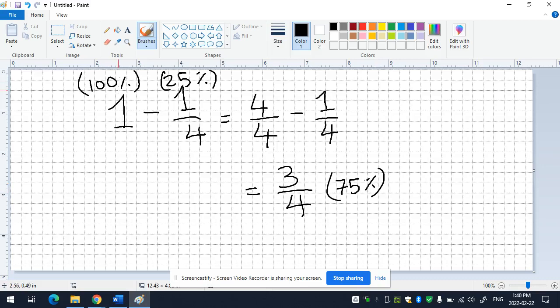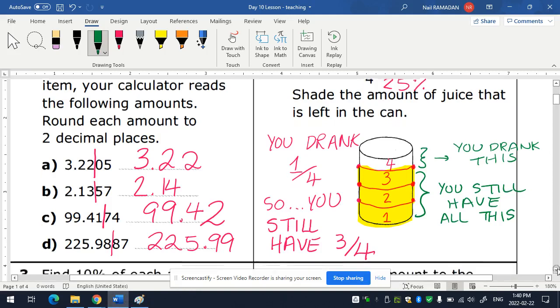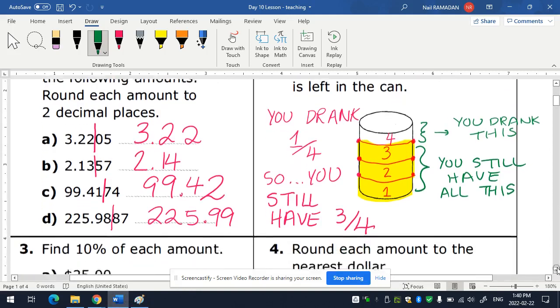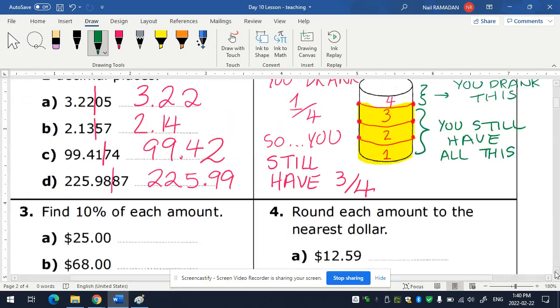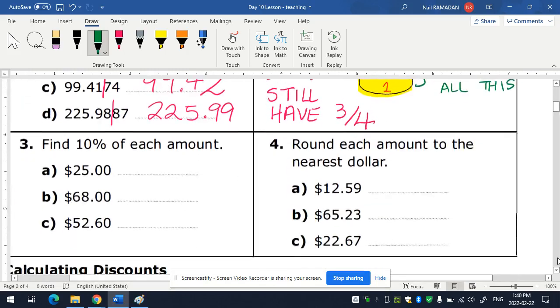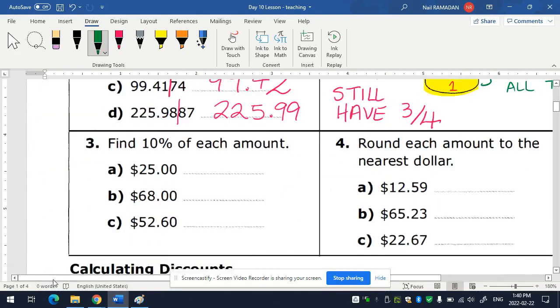All right. Let's go back to the warm up questions. So two done, two to go because it's usually four. Oh, my bad. Find 10% of each amount. How do you find any percent of any amount? Well, first of all, we have to switch the percentage to what? Always switch any percent to decimal.